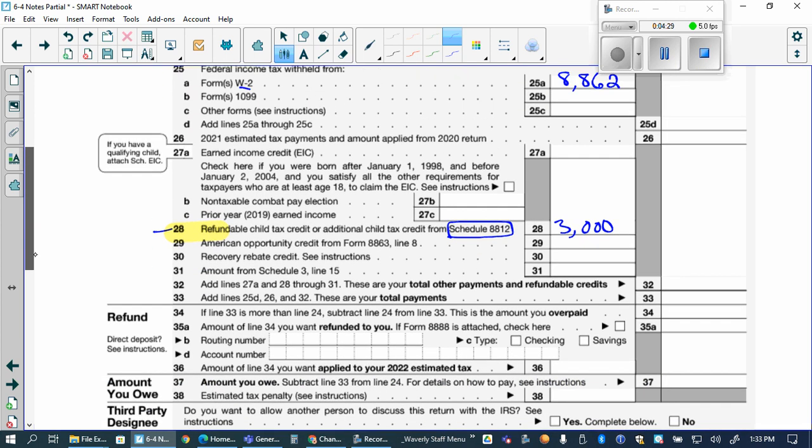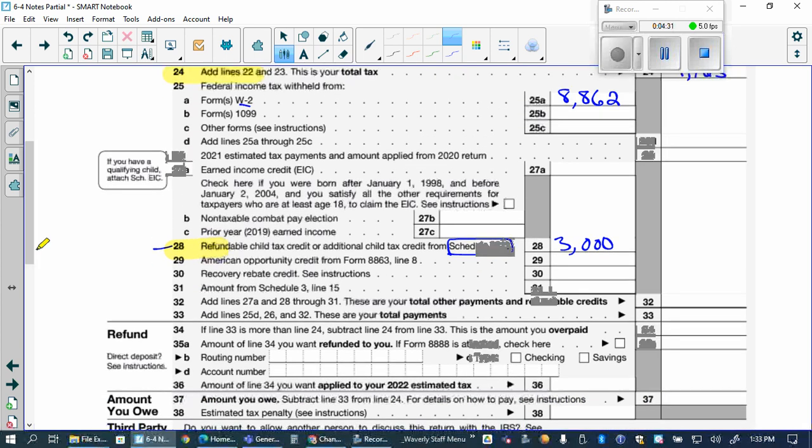So no earned income credit, and now we still have this here from our Schedule 8812, the $3,000 for the kid. The kid's worth $3,000. And that's it.